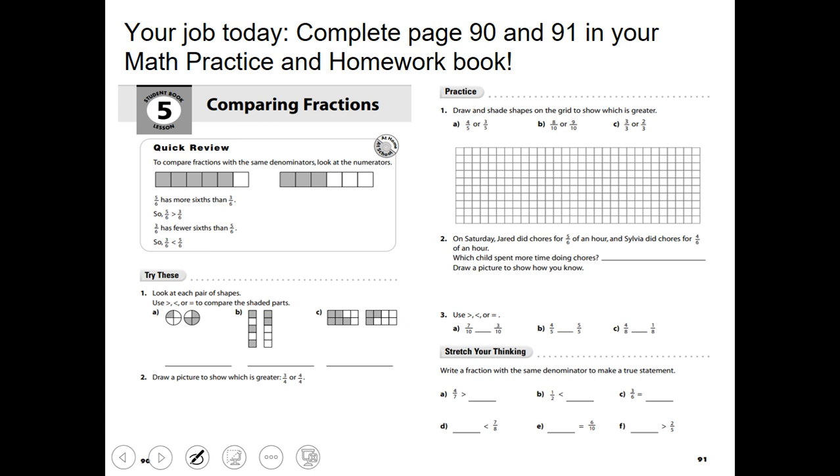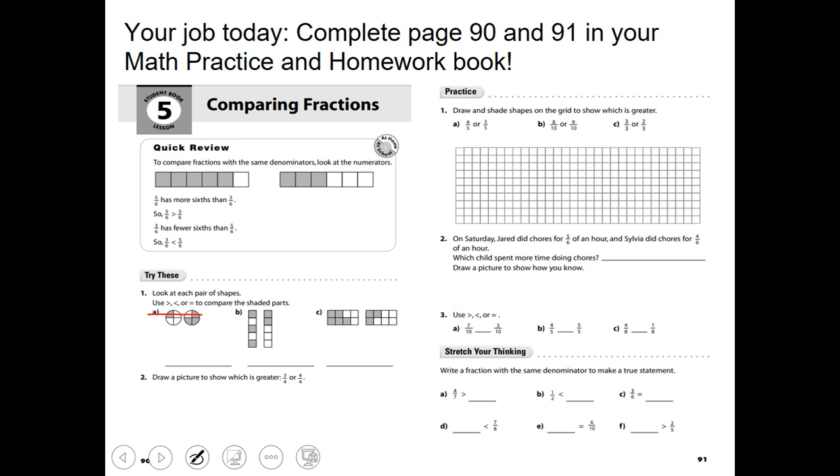So for number 1, all you're going to do is put in your equal, greater than, smaller than signs, okay? So you're going to use Larry, Gary, and Eary, all right? And you're just going to put in, looking at the pictures, you're going to see which one is bigger, okay?